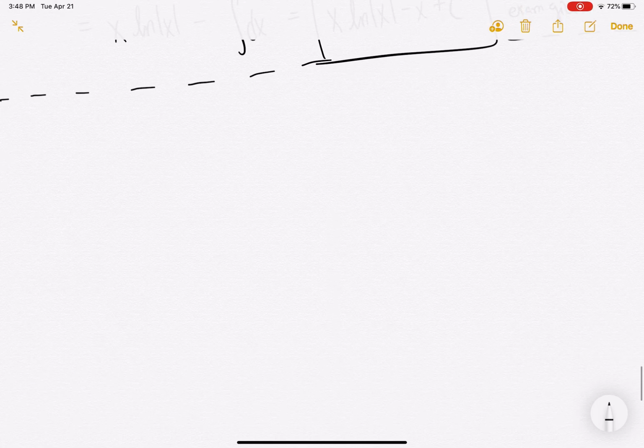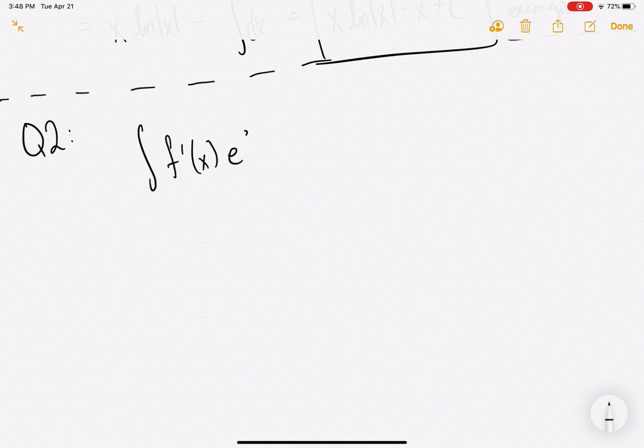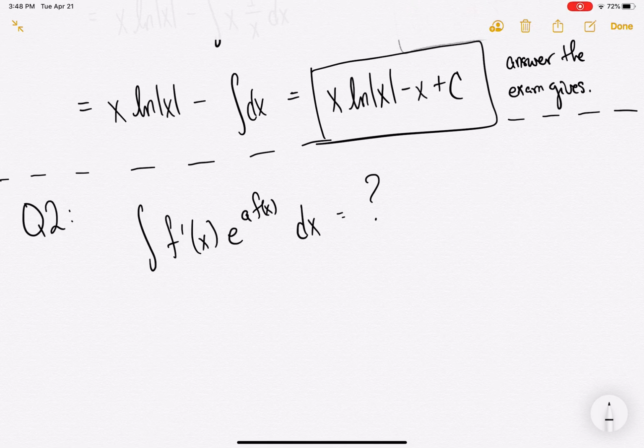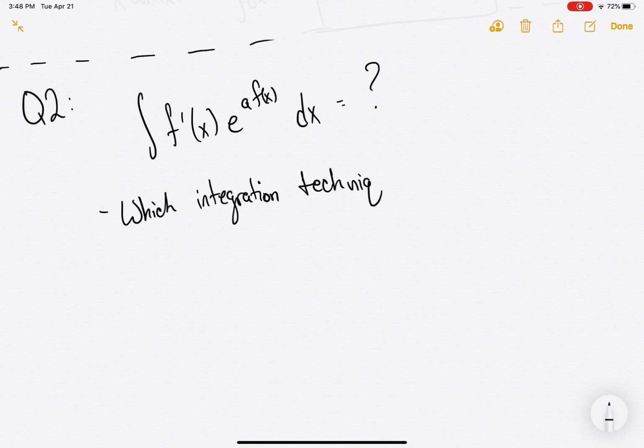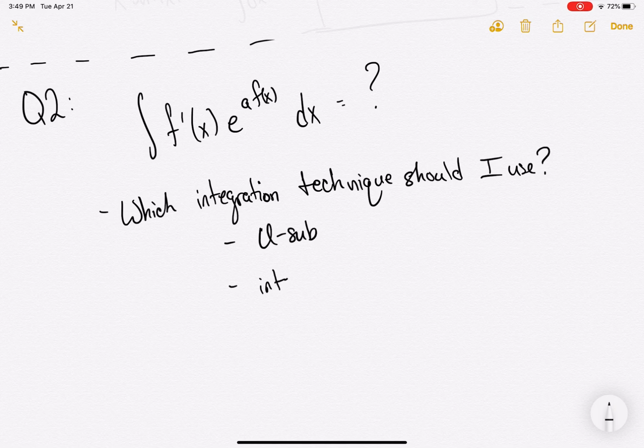As on exam 1, there is a second question to problem 2. It's looking for the integral of f prime x e to the a f x dx. Once again, I like to get you guys to think about these integrals in an abstract sense. We're now wondering what is the best integration technique to use. Which integration technique should I use? We have two choices. We have U sub, or we have integration by parts.